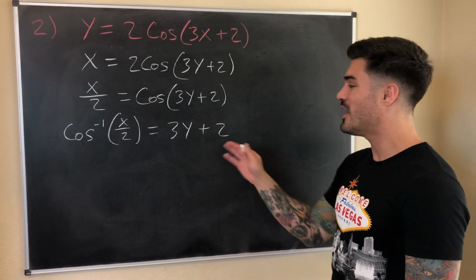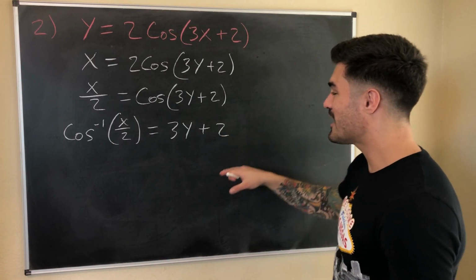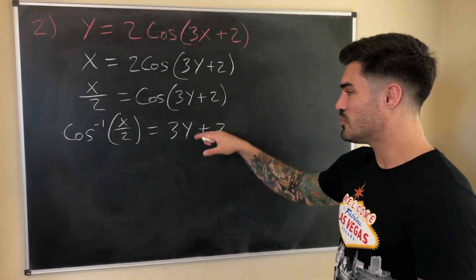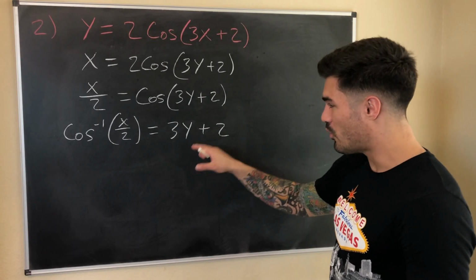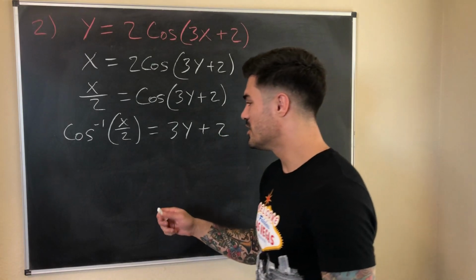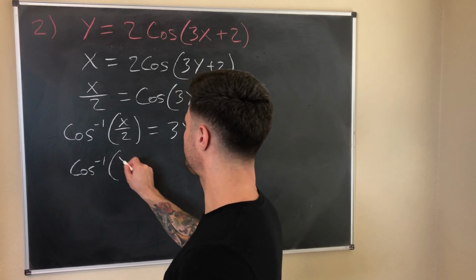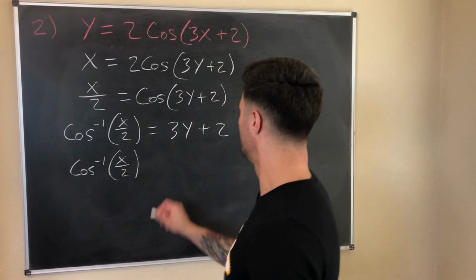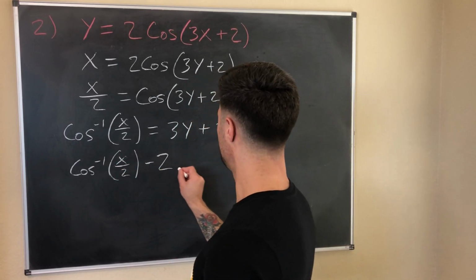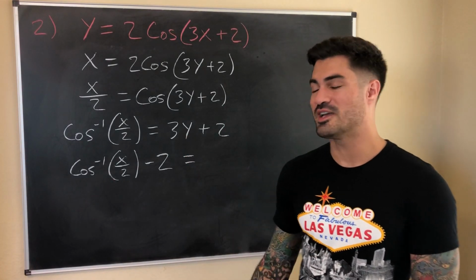Now all I need to do, I'm going to do 2 steps at once, but I think I can handle it. I'm going to subtract 2 from both sides and then divide both sides by 3. And by doing that, I get y equals, and that's going to be my inverse function, right? So if I subtract 2 from both sides, I get cosine inverse of x over 2 minus 2 equals, remember that equals 3y, so I also have to divide both sides by 3.